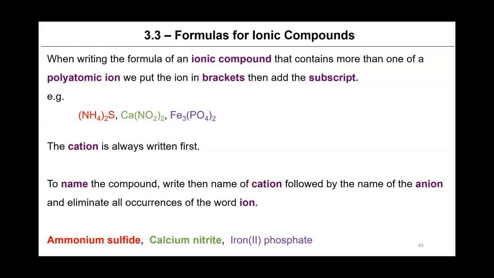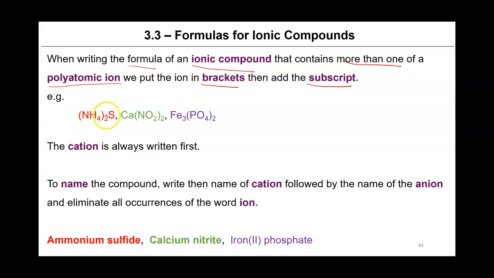There are some peculiarities when we're writing the formula of an ionic compound that contains more than one of a polyatomic ion, and the rule is pretty simple. When this is the case, we put the ion in brackets and then add a subscript indicating how many of that polyatomic ion are present in the compound. So you can see this here.